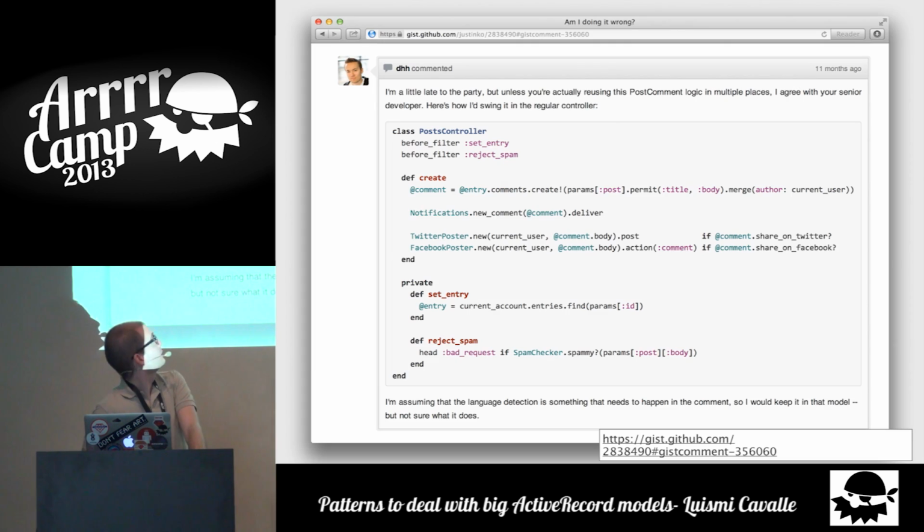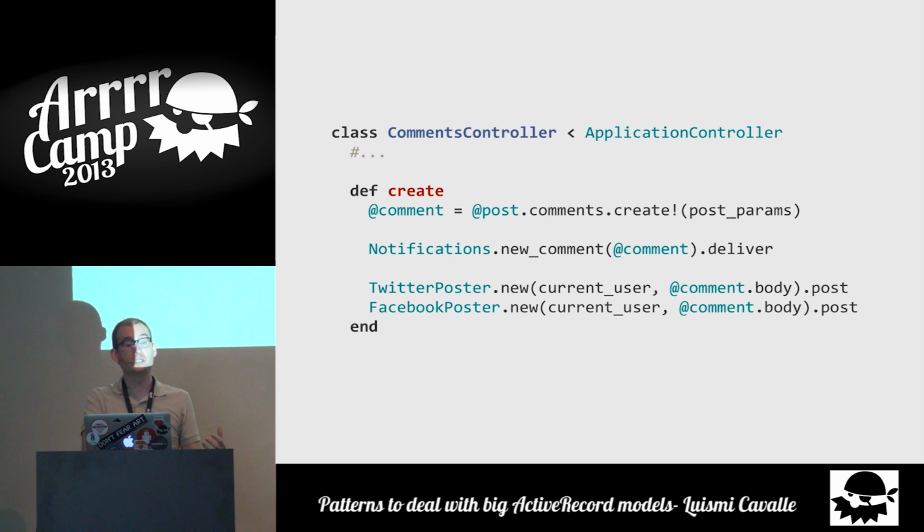The thing is, while doing my research for this series of talks I'm giving about big models, I came across this comment in a discussion thread of a gist where DHH proposed a different approach to what I had always been doing. Basically, he was considering code like this where, besides creating a new comment, the controller action is sending an email, posting to Twitter, and posting to Facebook. These are the classic things I would have used callbacks for.